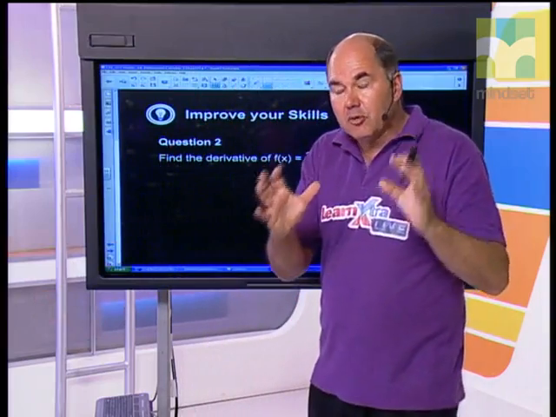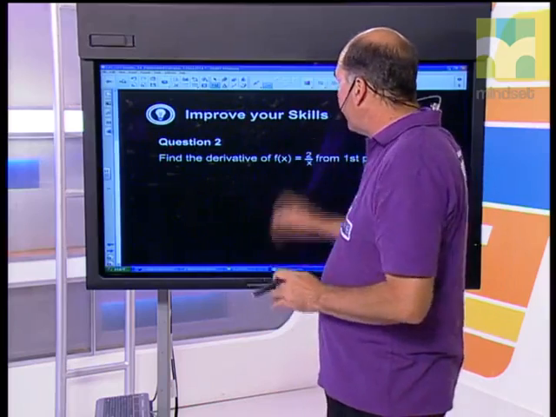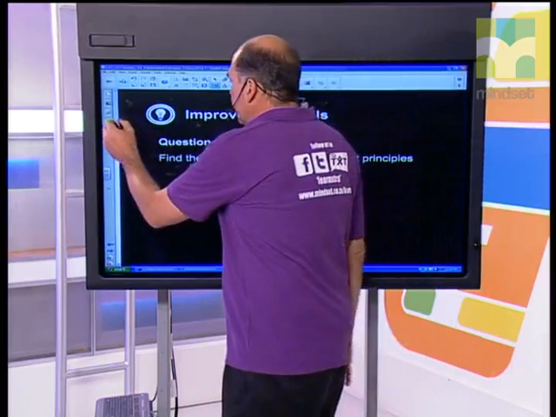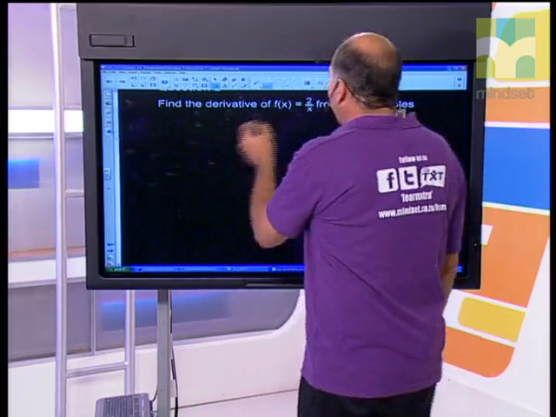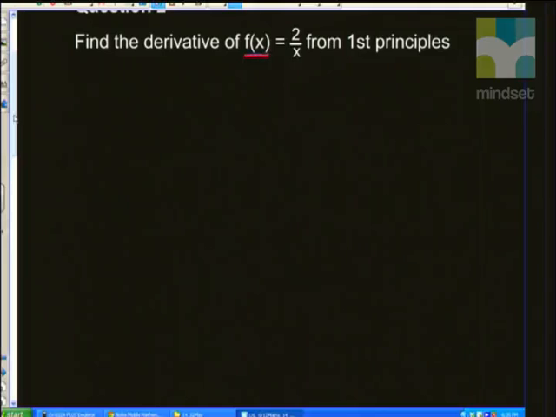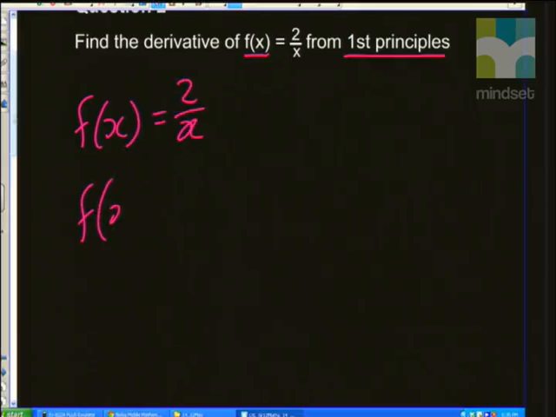And I'm going to go through your setting out, and I've chosen probably one of the most difficult ones to do. So it tells us to find the derivative of f of x, which is equal to 2 over x from first principles. So the first thing I'm going to write down is what is f of x. And f of x is equal to 2 over x. What is f of x plus h? And I'm going to write this as 2 over x plus h.